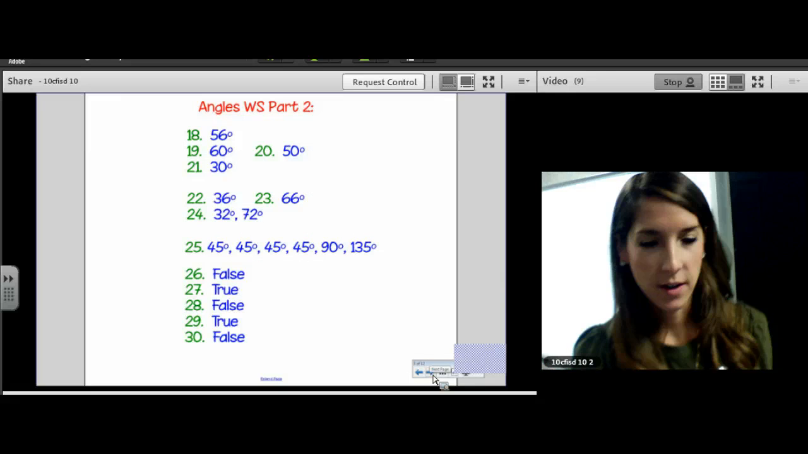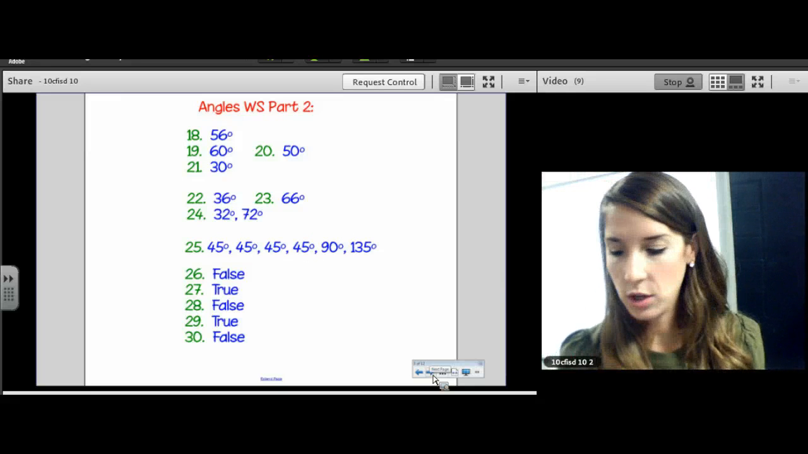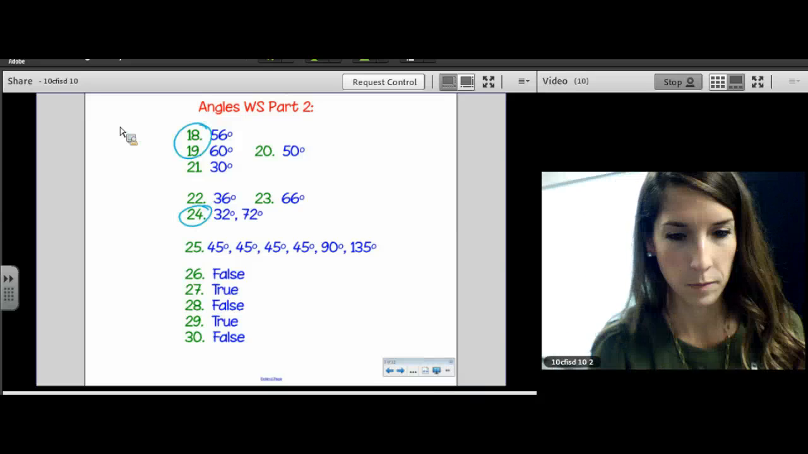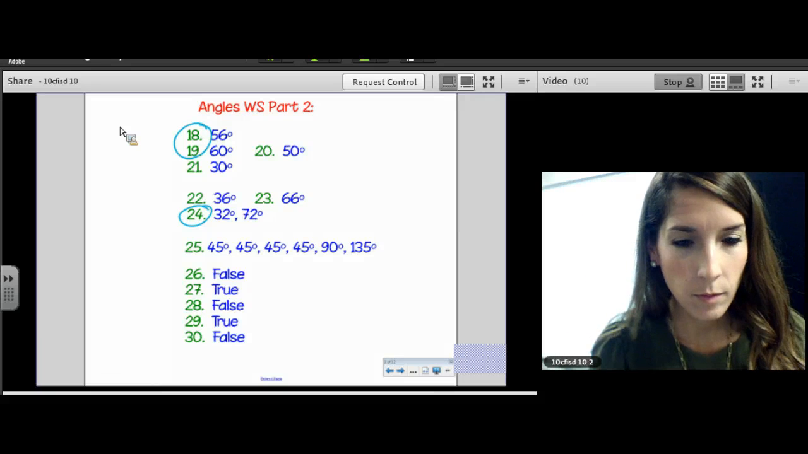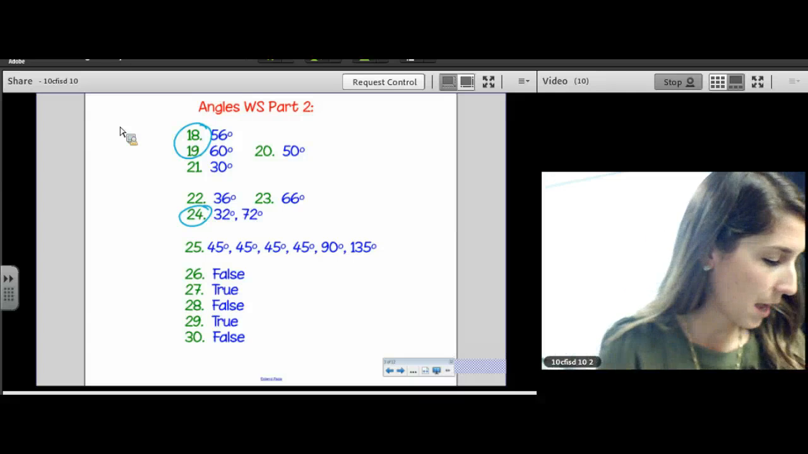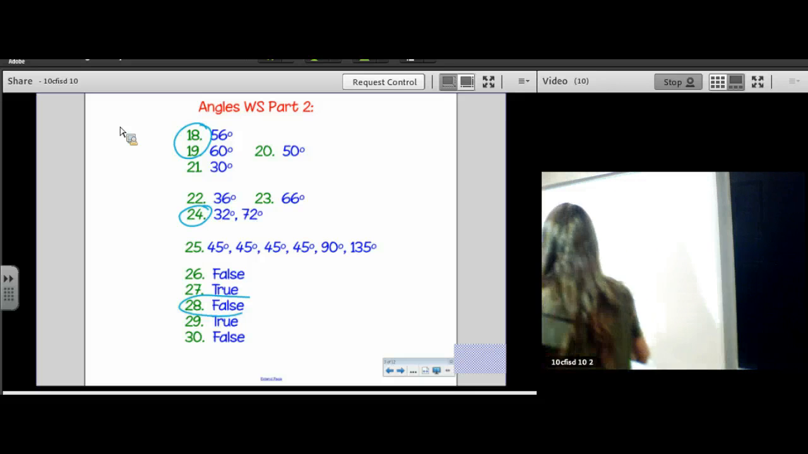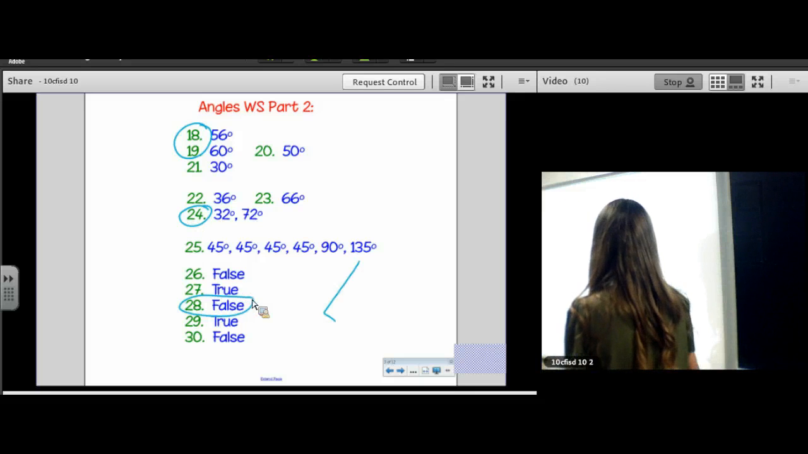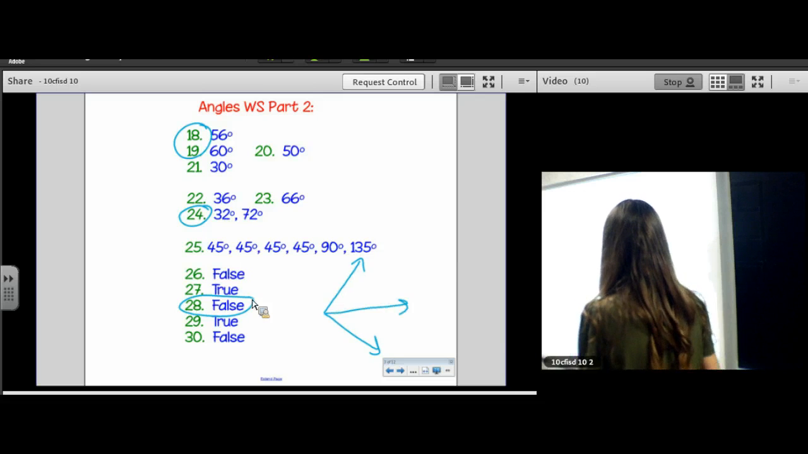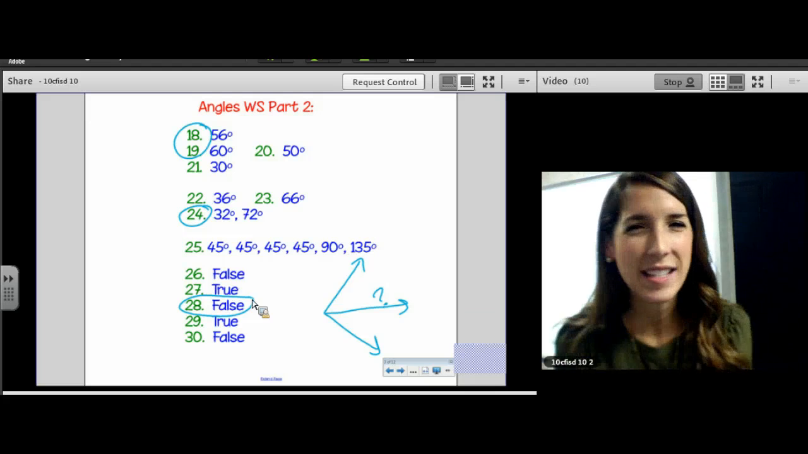Check that homework. Numbers 18 through 30. It was part 2 of last night's homework. The bisector of an angle is sometimes in the exterior of the angle. When you take an angle and you bisect it, when you cut it in half, how could that bisector be in the exterior?